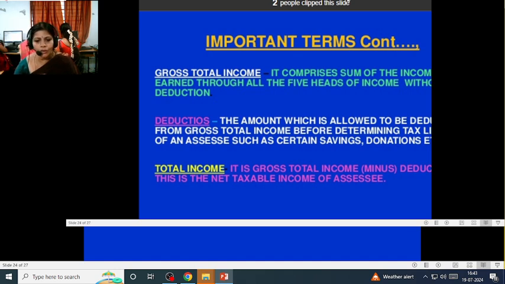So gross total income, what is gross total income? It comprises all the five heads of income. Deduction means the deductions given by the Income Tax Act, which cover the sections from 80C to 80U. Total income is nothing but the gross total income minus the deductions, which gives the net taxable income.